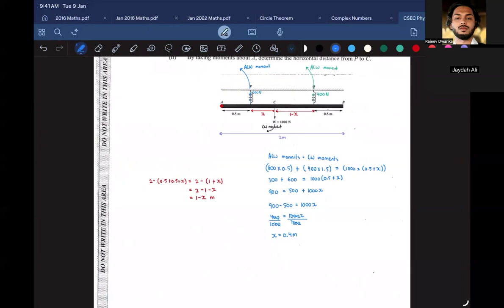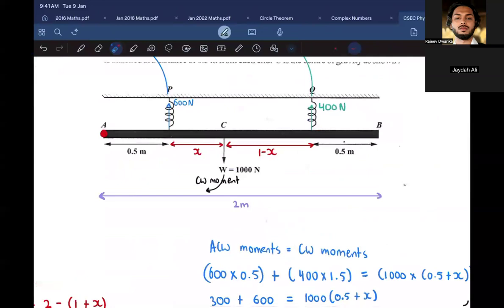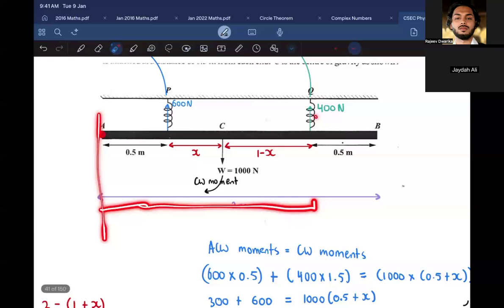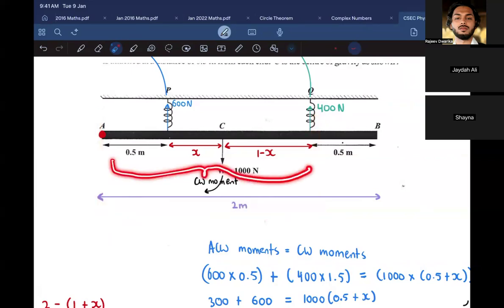There was an easier way to work this question out, but they specifically told us to take moments, so we had to do this method. But do you want to see the easiest way? Even if you don't remember this, you can still get some marks. You understand the part where I said that this was x and this was 1 minus x? And we know that from here to here is 1.5. So if I add up all of these lengths, that's supposed to be equal to 1.5.